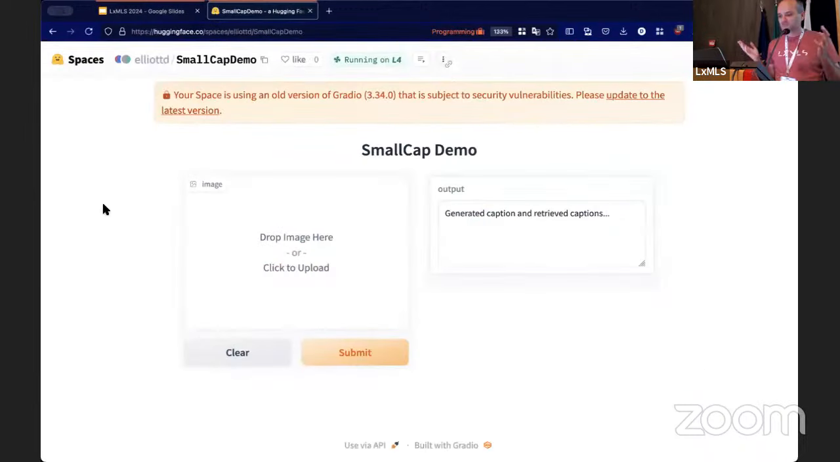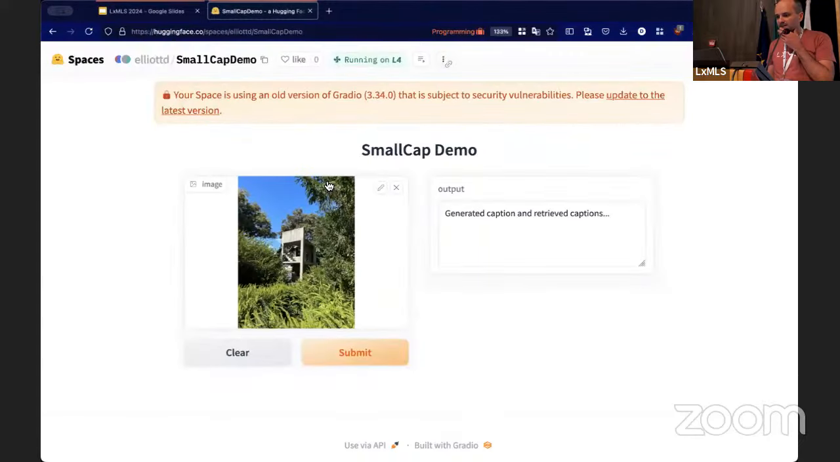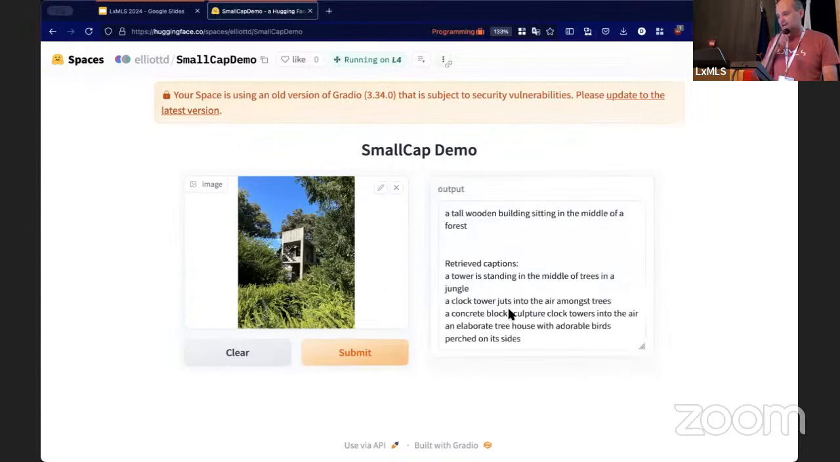So Rita created a demo in Hugging Face space. And I have a couple of images. So let's take a look here. What's this? Okay, so this is an image I took 2 days ago at the Gulbenkian Museum, which is pretty close. If you haven't been yet, it's awesome. So we can submit this and hopefully it will be okay.